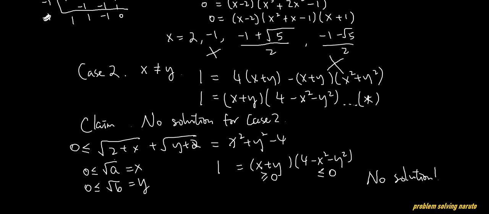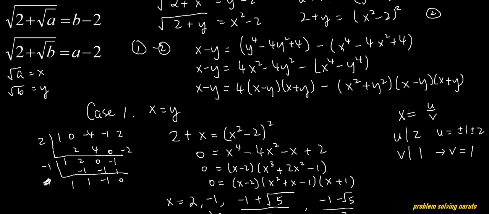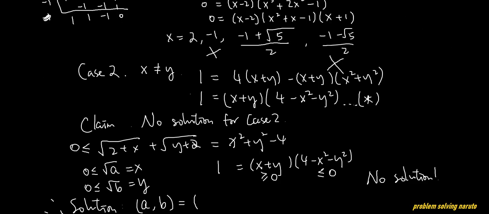Well, I want A, right? So the solution of A, B, which is x squared and y squared. In case 1, x equals y, right? In case 1, x equals y, x is 2, so y is 2, so A and B are 4. And what about this one?